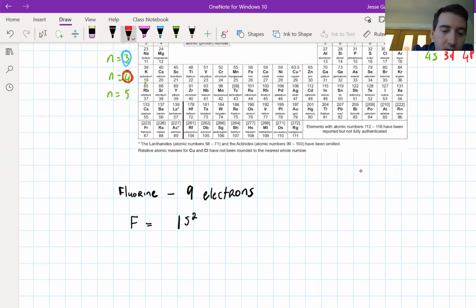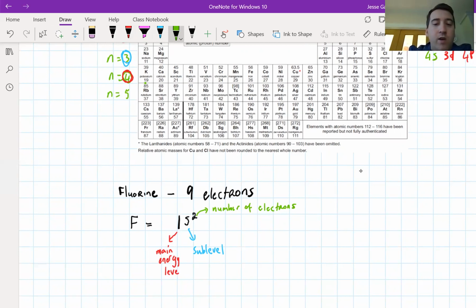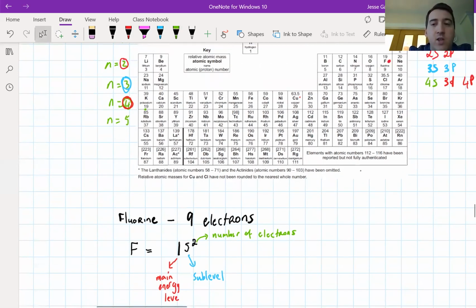Now, what does that mean? Well, the 1 here, the number, always refers to the main energy level. The letter shown here as s refers to the sublevel we're talking about. And the 2, the superscript number, refers to the number of electrons in the sublevel. That's obviously only 2 electrons dealt with so far, and we know fluorine has 9. So we have 7 more left to put into energy sublevels.